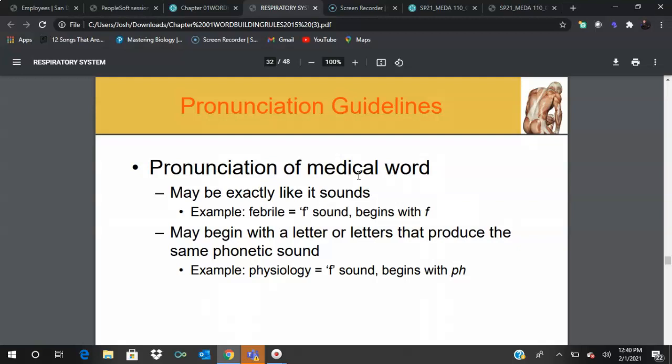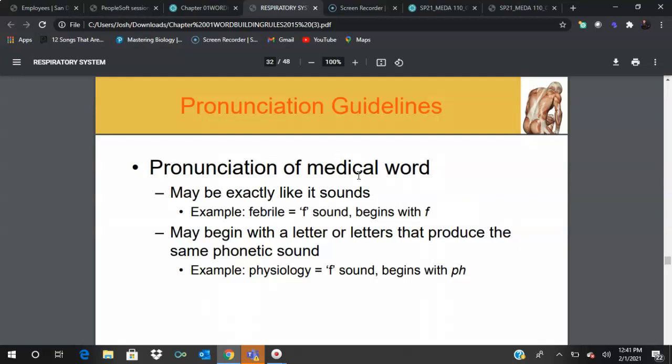So when we're looking at the letter F, that F has an F sound. But two other letters that produce the same phonetic F sound are PH. So we're looking at the word physiology or pharmacology. That PH sound has the same sound as the F sound.